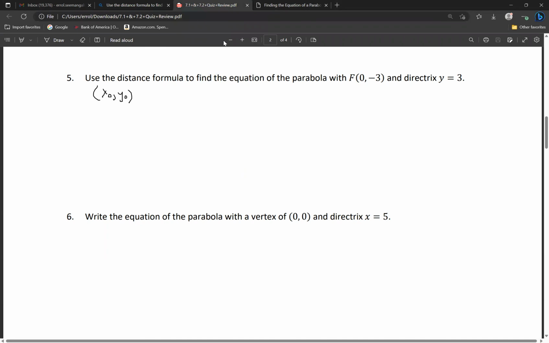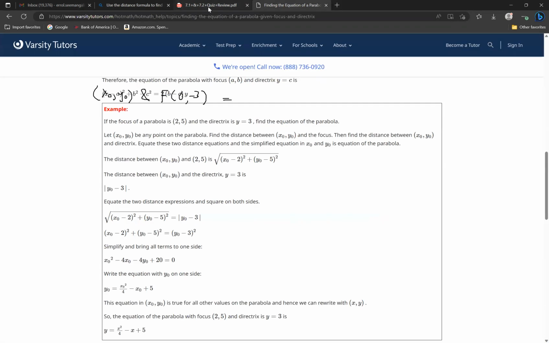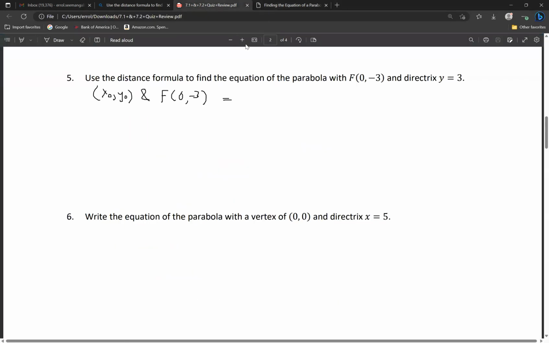Okay, so the distance between (x0, y0) and (0, -3) equals the square root of (x0 minus 0) squared plus the difference of the y's, y0 minus (-3), which would just be y0 plus 3, squared. That's the first part. So let's write it down.